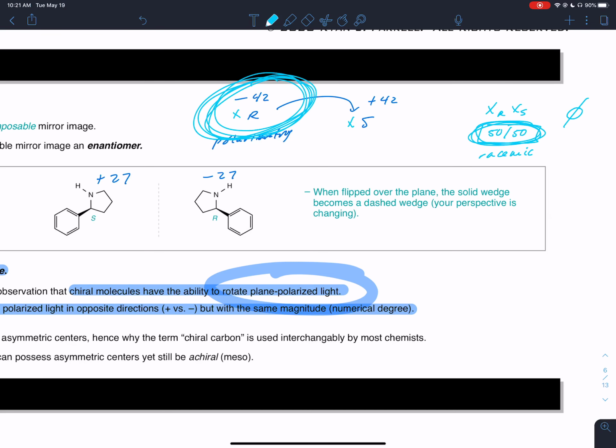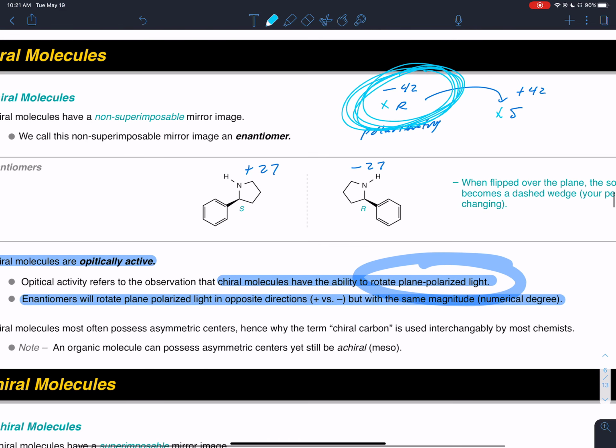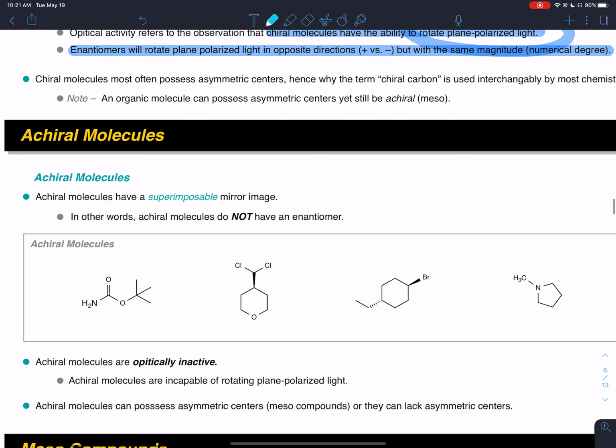Now, molecules that are not chiral, molecules that are achiral, will be considered optically inactive. It is the case that if a molecule does not have a non-superimposable mirror image, their mirror image is superimposable, okay? The molecule is achiral, and it is optically inactive. It will not rotate the plane of polarized light.